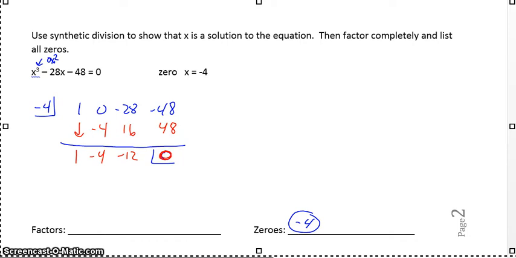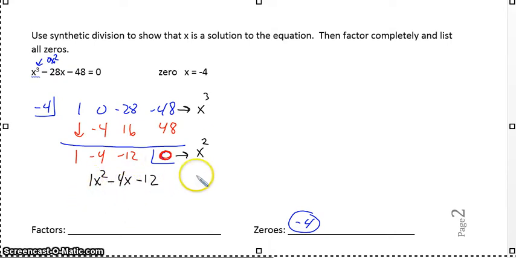So again, remember how we start this off. If this was a degree 3 and x to the third, that means that this problem, since I divided out just one x, has to start out as an x squared. So this would be 1x squared minus 4x minus 12. And what I want to do is solve this by factoring it.